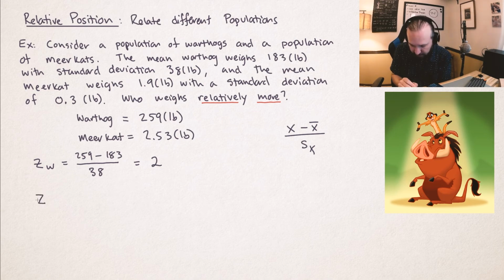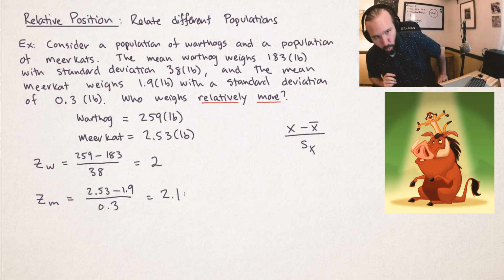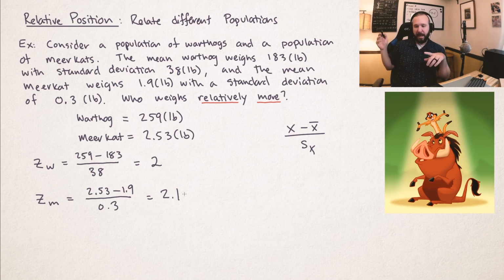Also, let's calculate the z-score of the meerkat. So that's going to be our meerkat weighs 2.53 pounds. The typical meerkat weighs 1.9 pounds, and the standard deviation is 0.3 pounds. So I did the math here, and I ended up with a z-score of 2.1. So this means that the warthog is 2 standard deviations above the typical warthog, and the meerkat is 2.1 standard deviations above the typical meerkat.